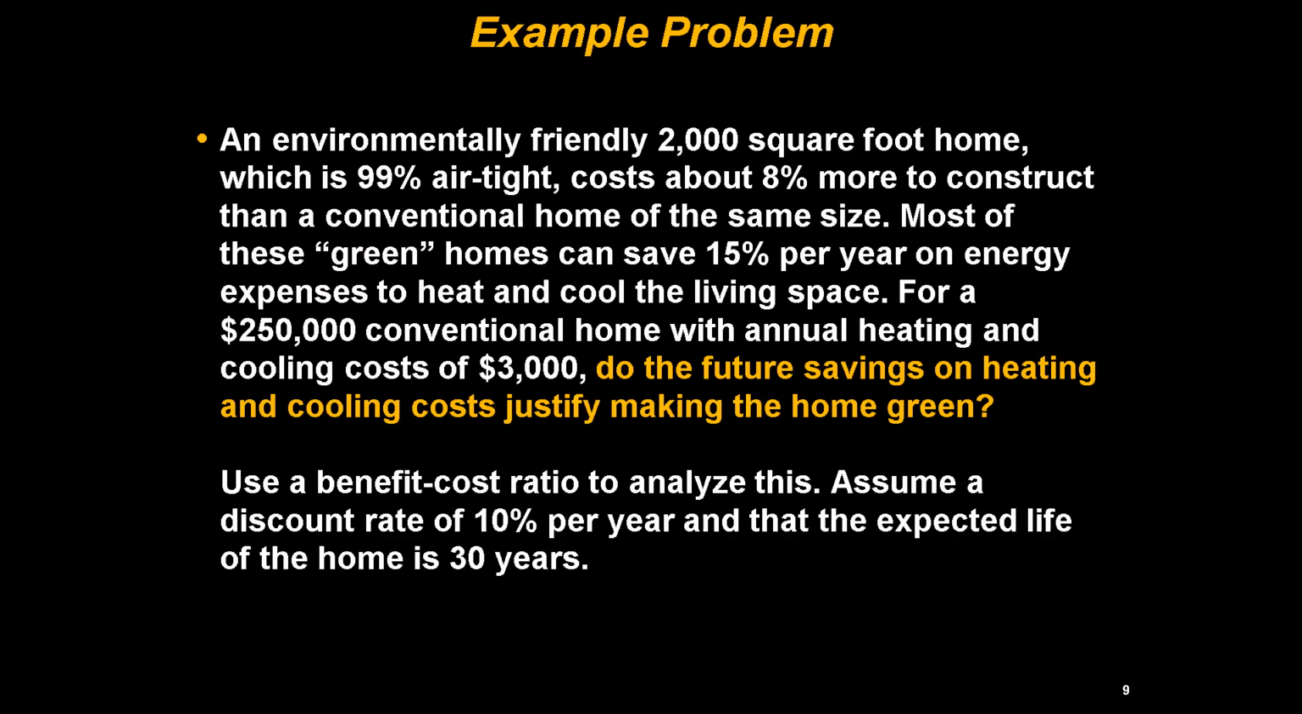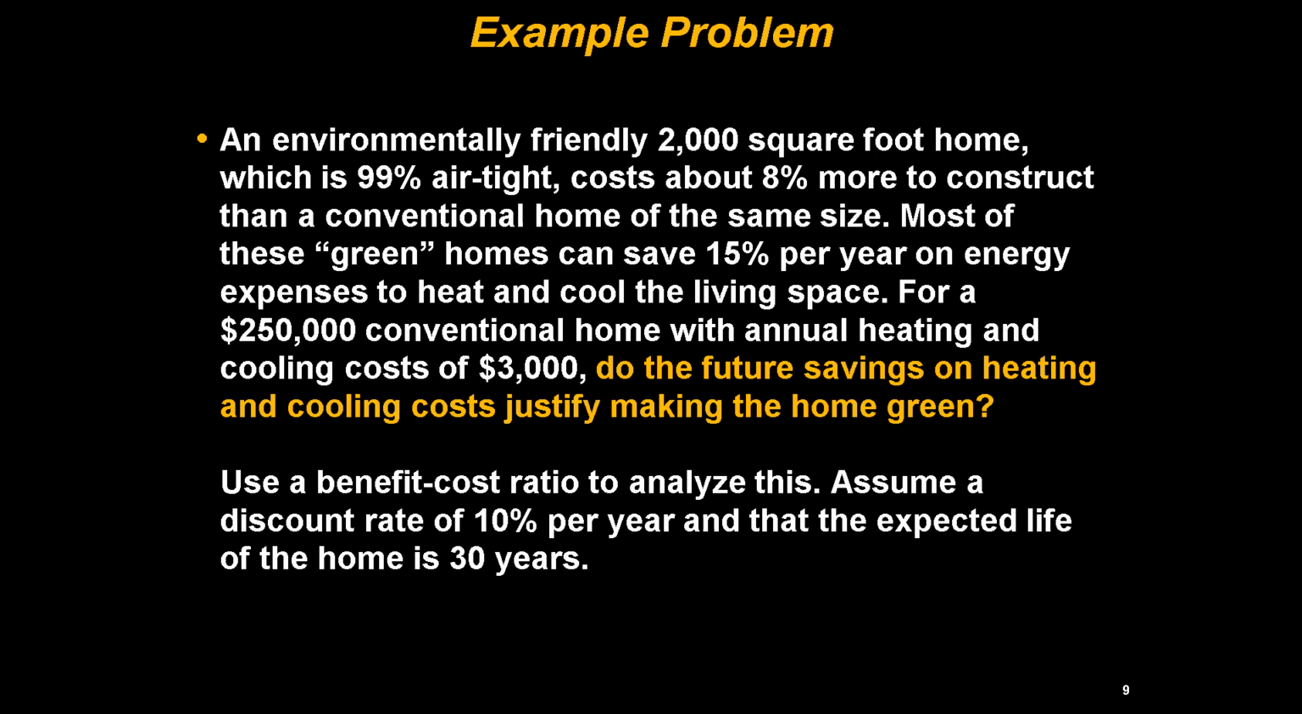So we have an environmentally friendly 2,000 square foot home, which is 99% airtight. It costs about 8% more to construct than a conventional home of the same size. Most of these green homes can save 15% per year on energy expenses to heat and cool the living space. So what we want to know is, for a $250,000 conventional home with annual heating and cooling costs of $3,000, do the future savings in heating and cooling costs justify making the home green?